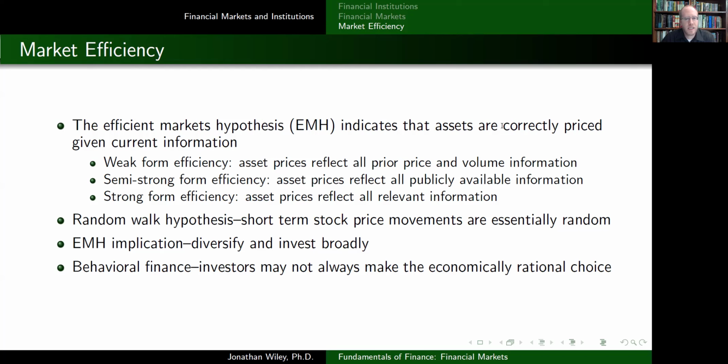Weak form efficiency basically says that the stock price already reflects any information that you could glean from prior price and volume movements and information. So basically what that translates to is looking at a stock chart is not going to help you do a better job of investing. You're not going to beat the market by looking at a stock chart, because any information you could have derived from past price or volume information is already going to be reflected in the stock price. So technical analysis is pretty much out.